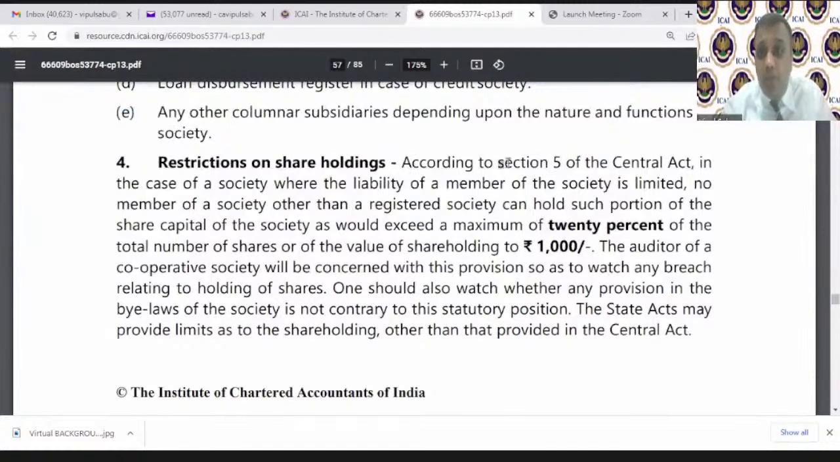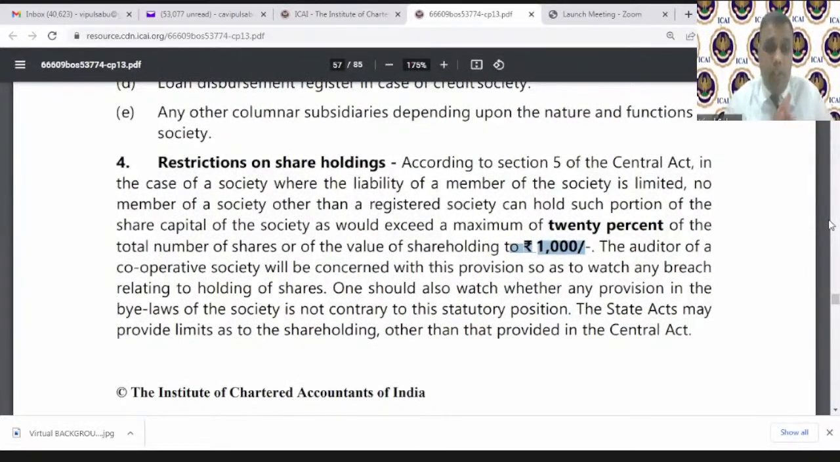According to Section 5 of the Central Cooperative Act, in the case of a society where the liability of a member of the society is limited, no member of a society other than a registered society can hold such portion of the share capital of the society as would exceed a maximum of 20% of the total number of shares or of the value of the shareholding exceeding rupees 1,000.